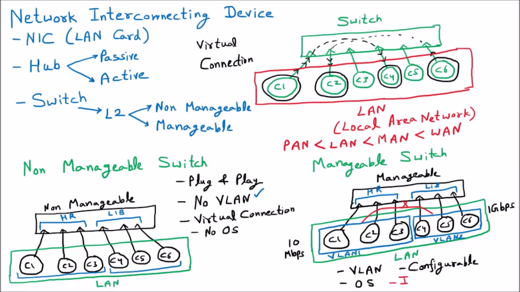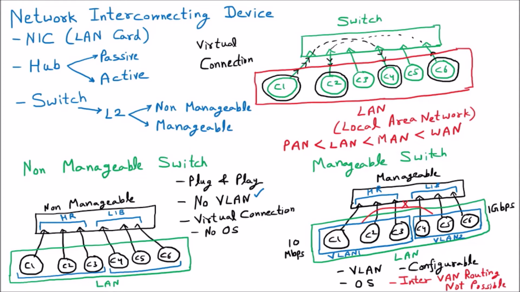So we say that inter VLAN means in between the VLANs, routing means data sending, and that is not possible. So this is the disadvantage of the manageable switches.